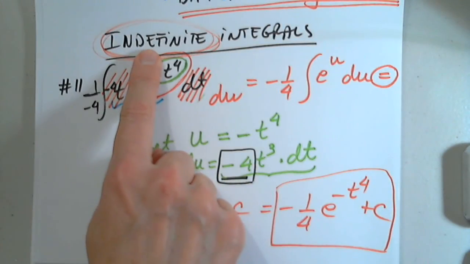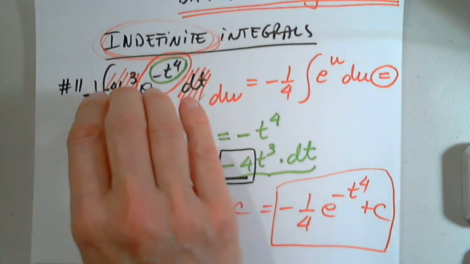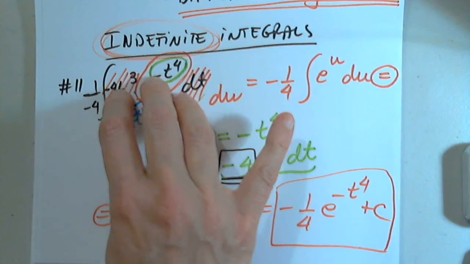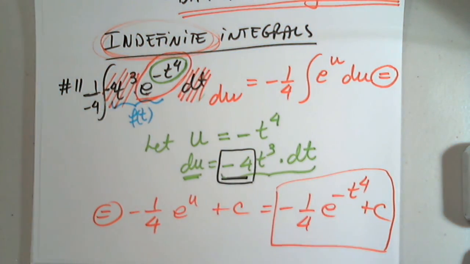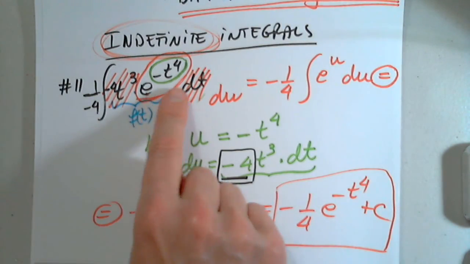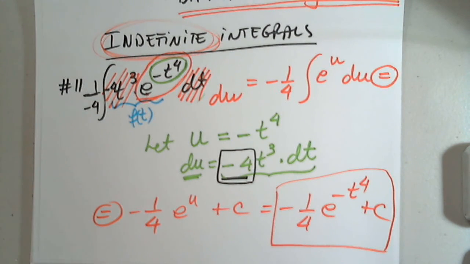Since it's an indefinite integral, the answer must be in the variable that the function was given in. These intermediate steps are for us to solve easier, to make our life easier or the integral easier. But at the very end, we have to go back to the variable that was used in the original function.